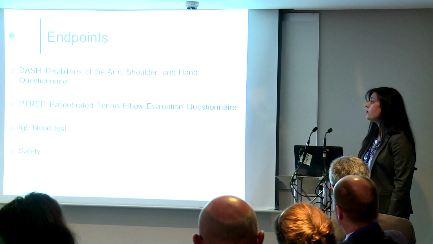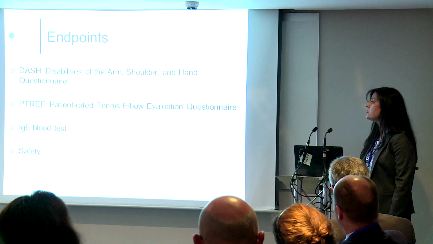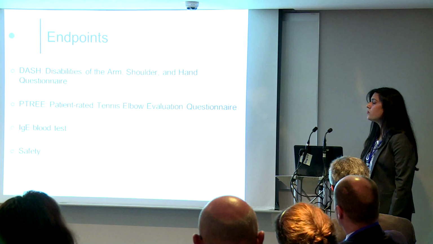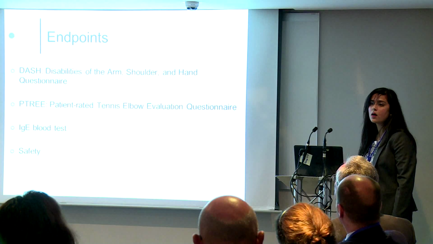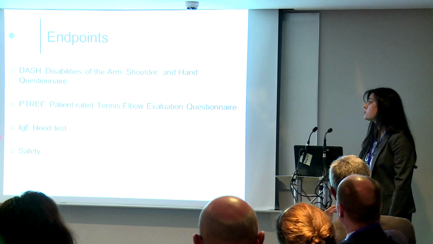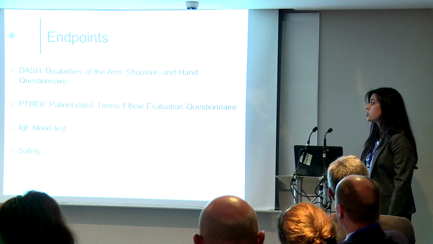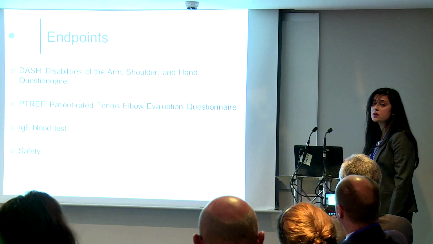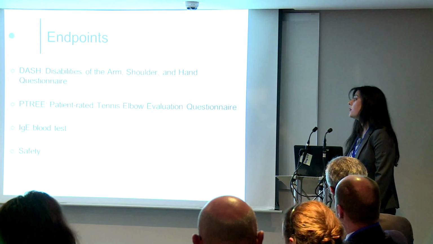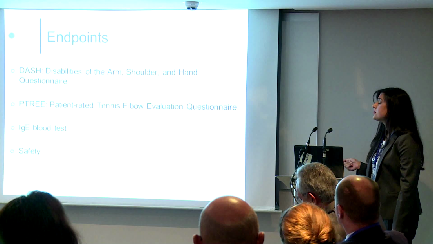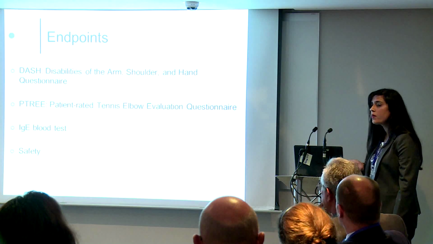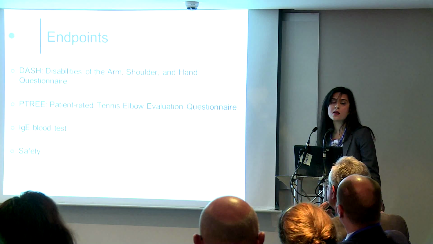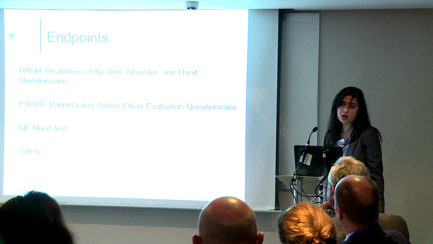Secondary endpoints really were looking at safety. So we wanted to see whether there was any systemic effect of the gel on our patients. So we took regular blood samples to check immunoglobulin E levels to see whether these were sustained. And secondly, we looked at safety, where we were looking to see whether there were any cutaneous reactions from the gel.